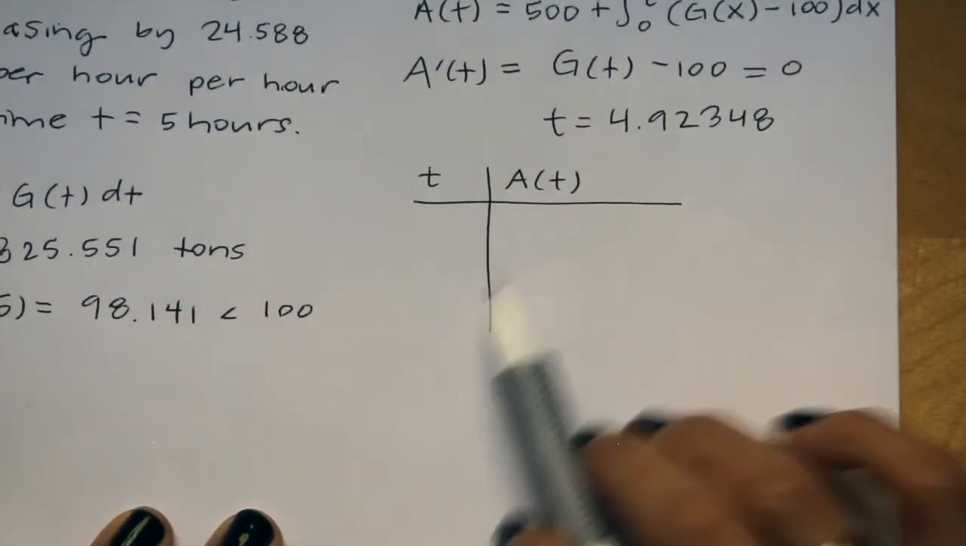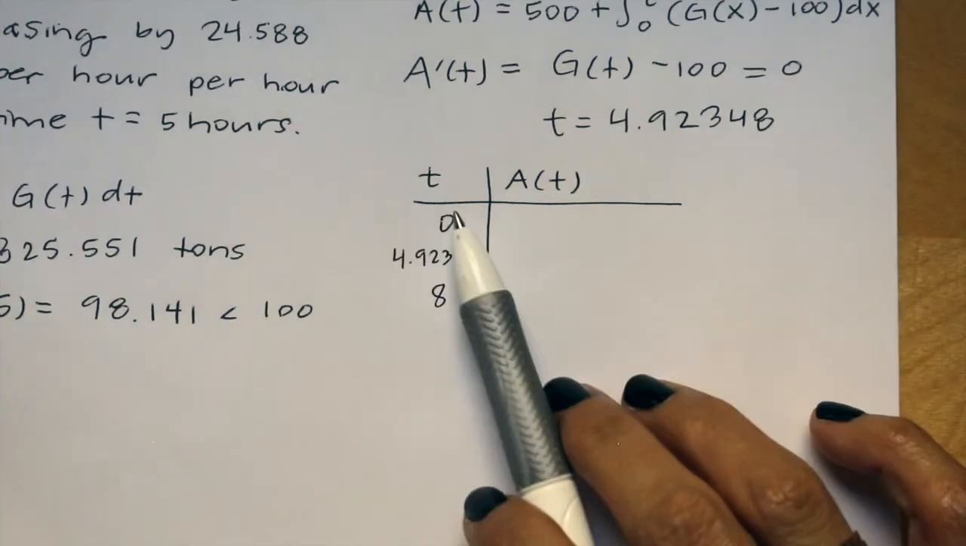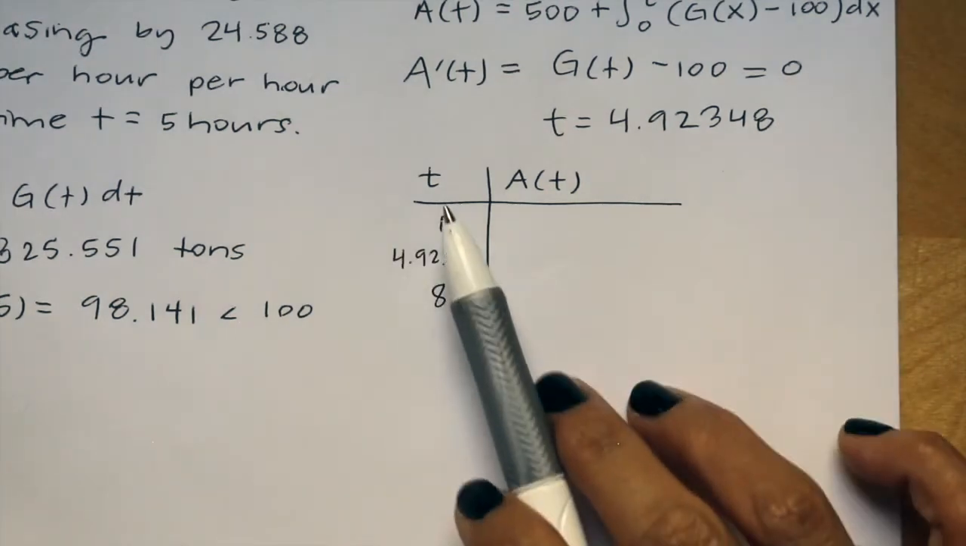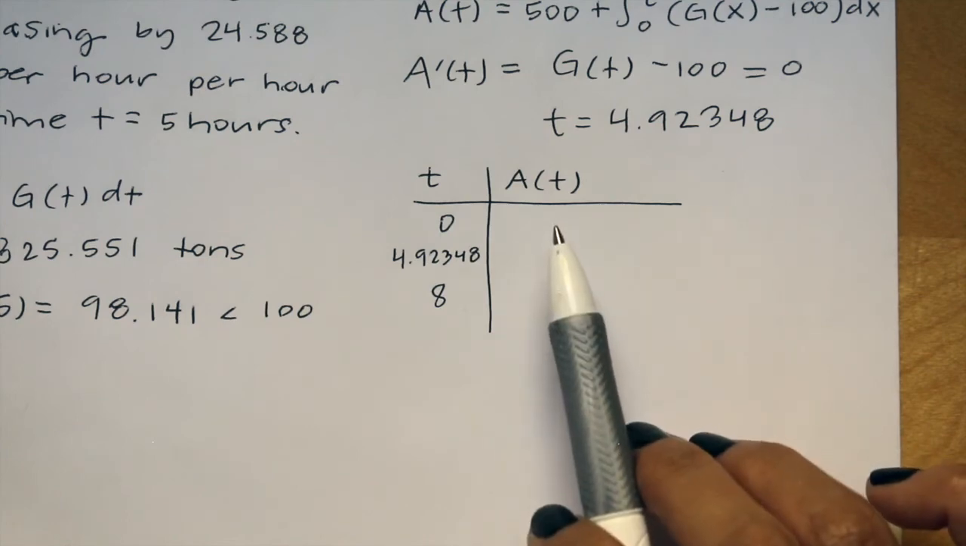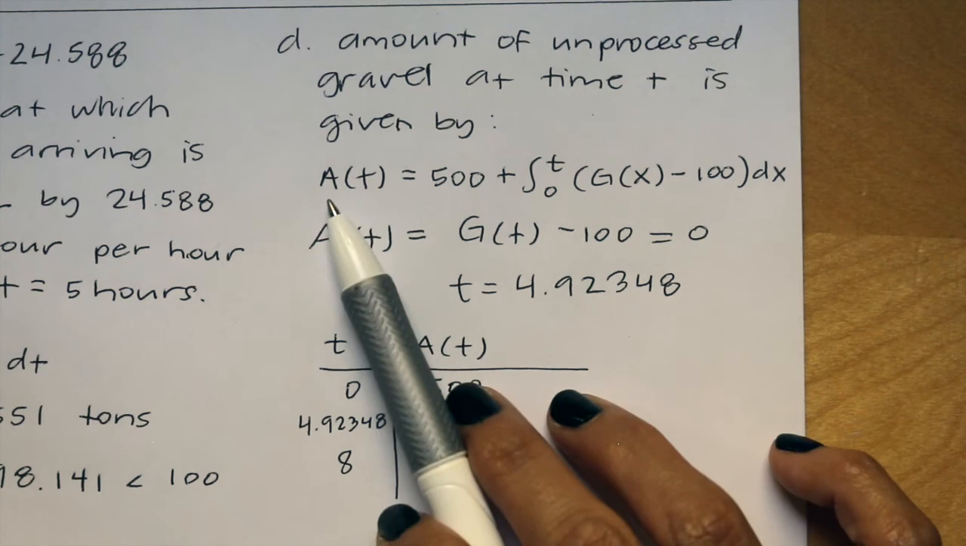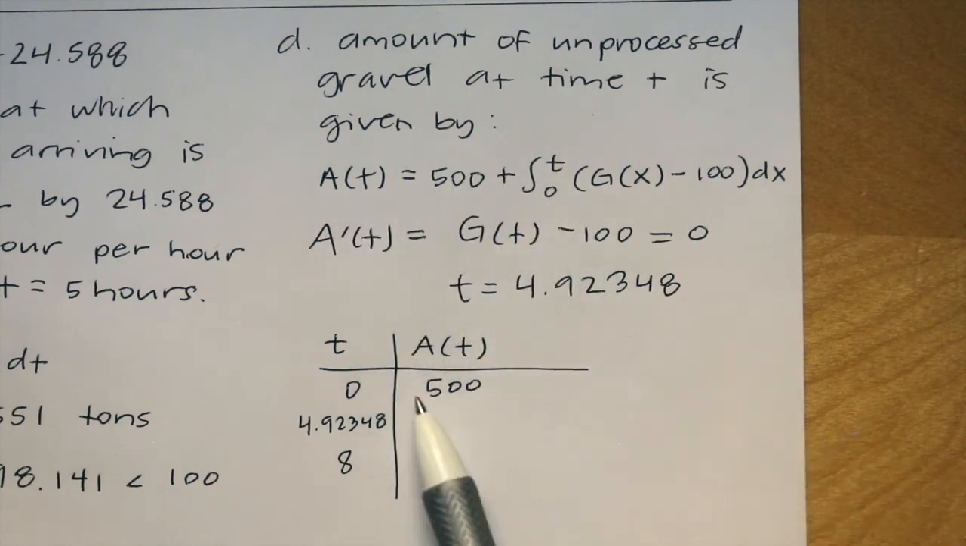So to find the absolute max, we're going to use this as one of our candidates, and we're also going to check our endpoints. We're going to take the endpoints and that candidate, and we're going to plug everything into the function for A to find which one produces the greatest value. If you take 0 and plug it in, you have A of 0 equals 500 plus, and then this would just be 0, so you get 500.